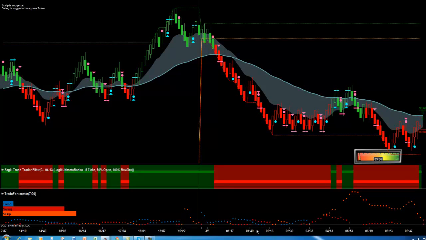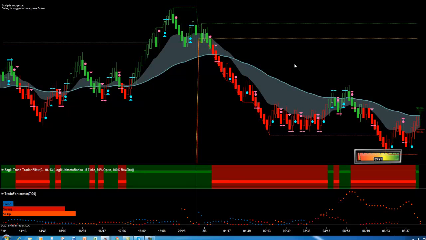All right, let's dig in here and let me show you some of the basics for Trade Forecaster. The first thing that I need to point out with Trade Forecaster is you must have at least 25 days worth of data loaded for that particular chart that you are going to put Trade Forecaster on. Now, you don't need Trade Forecaster on every single chart that you have. You only need it on one.